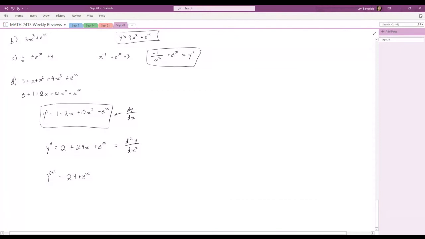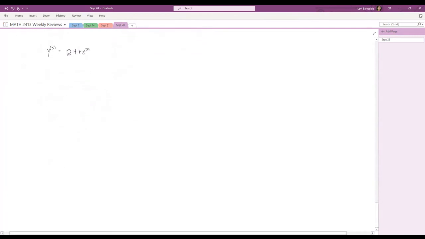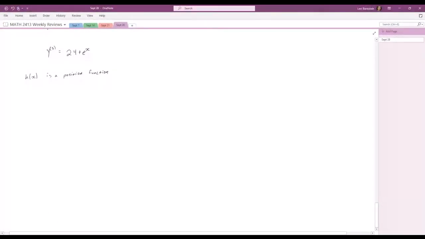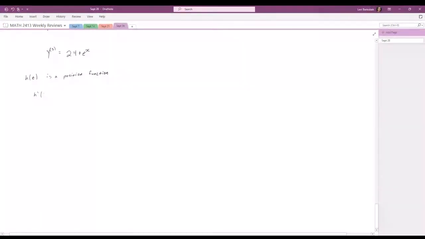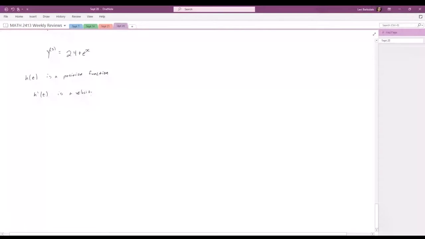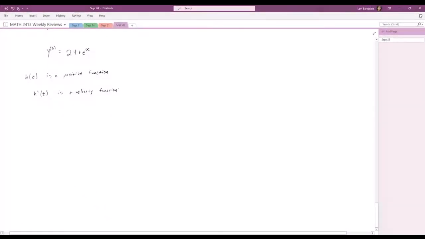Now, there are some special applications of derivatives that you'll probably run into a lot in your class. So first off, let's say you have a position function. I'm going to call it h of x is a position function. I'm going to go with h of t. Well, then your first derivative is a velocity function. Your second derivative is an acceleration function.